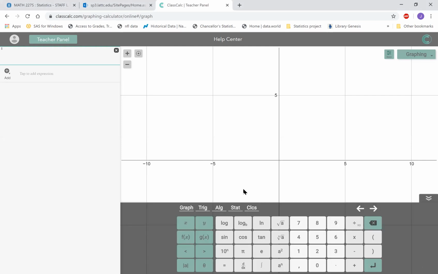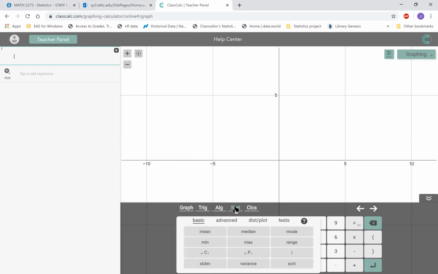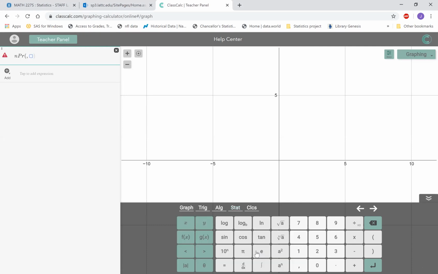Once you're in graphing mode, you want to go right here where it says stats. And if you look right here in the middle, does everybody see where it says nPr? Cool, so let's press it. It says nPr, and it's telling us what to enter. The first thing we're going to enter is the n, so you enter 10. Second, enter the r. r in this case is 4. And we're done. So that's how you can double check your answer using Class Calc.